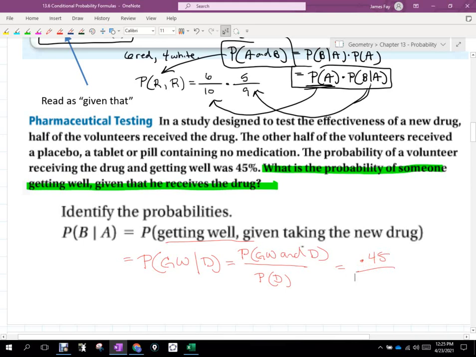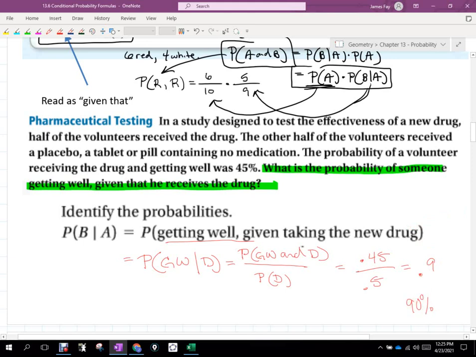Okay, and now I need the probability that they received the drug. It says, in a study designed to test the effectiveness of a new drug, half the volunteers received the drug. So if half received, what's this decimal down here? 0.5, right? So if I divide 0.45 by 0.5, that makes sense. It's 0.9 or 90%.